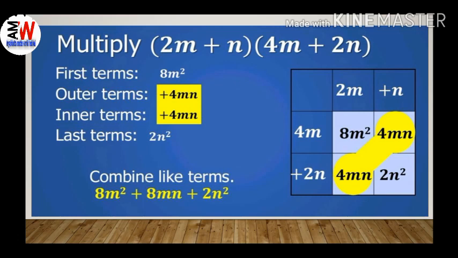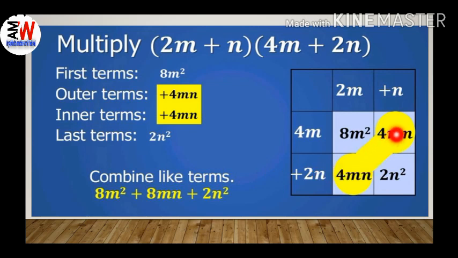One more problem to see: 2m plus n and 4m plus 2n. In the upper side 2m plus n, on the side 4m plus 2n. 4 2s are 8m square, then 4mn. Next go to the second term: plus 2mn plus 2n square. The first term is 8m square, outer term is 4mn, inner term is 2mn. First we put 8m square as it is, because there is only one such term.